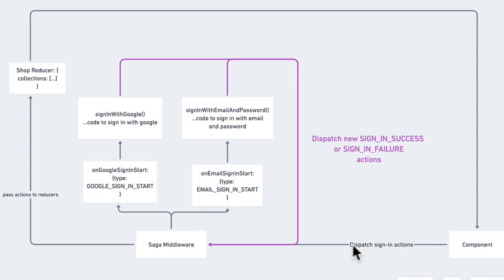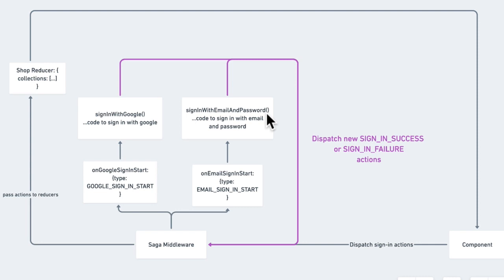If we had instead email sign-in start, our email sign-in start action hits our Saga middleware. That goes into email sign-in start. Email sign-in start is also using takeLatest to listen for the email sign-in start action, and then it will take that action and pass it into our sign-in with email and password generator function. This function then has the code to sign in with email and password, just like our sign-in with Google, except with sign-in email and password instead.